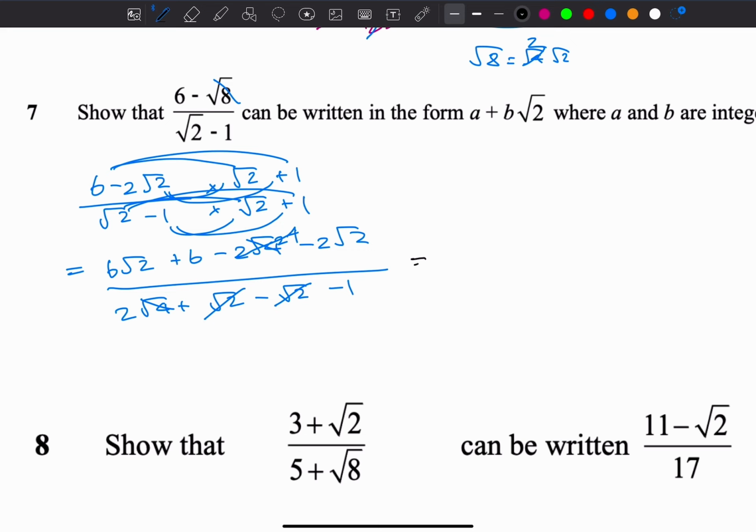So if you look at it, 6 root 2, take away 2 root 2 is 4 root 2. 6 take away 4 is plus 2 over 2 take away 1 is 1. No one writes 1, so just on the denominator, just get rid of it. And there you go. That's your answer.